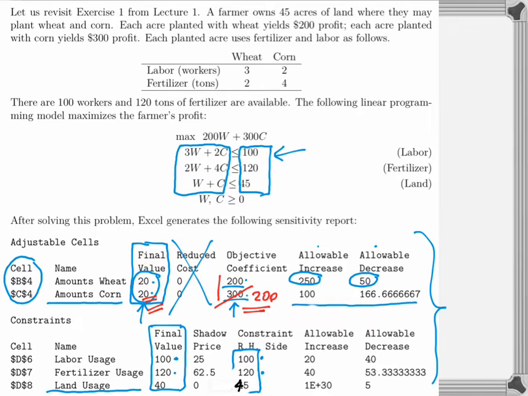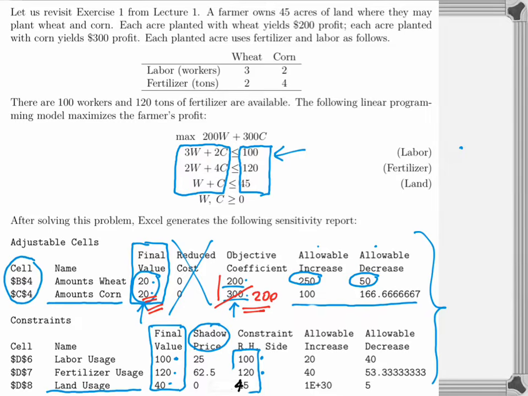Great, so I had 45 acres of land to use, but I only use 40. That's what this 40 here is telling me. Okay? This 40 down here is saying you use 40 acres of land because it's 20 plus 20, but you had 45 to use. Great. Now, the interesting and more useful numbers in the bottom table are the shadow prices and these allowables. So let's take a look at what they mean.